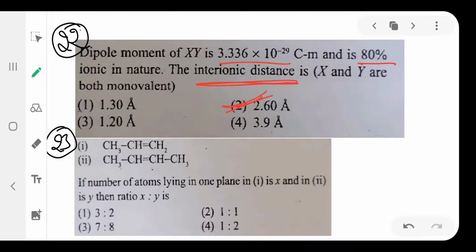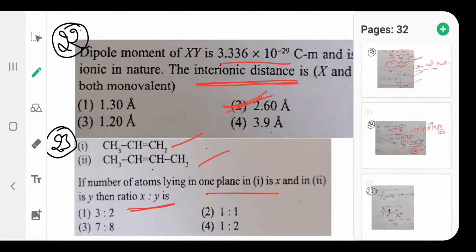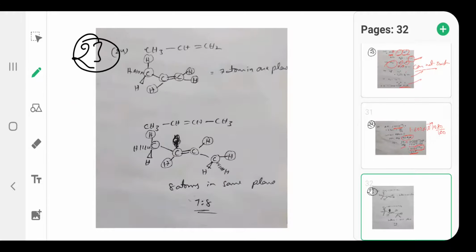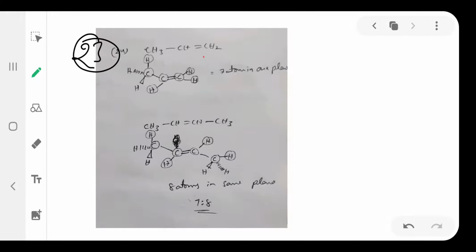Next, question number 23. They gave two compounds. The number of atoms lying in the same plane in X and Y, we need their ratio. Here, question number 23, the last one. This one is CH2=CH2, and this structure is CH3-CH=CH2, another structure. Here 1, 2, 3, 4, 5, 6, 7: these 7 atoms are in the same plane. So the number of atoms in the same plane is 7.